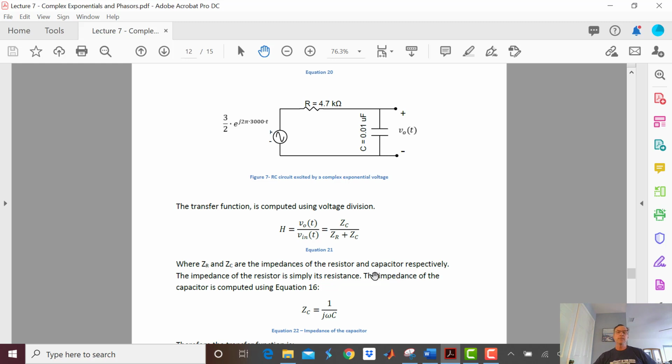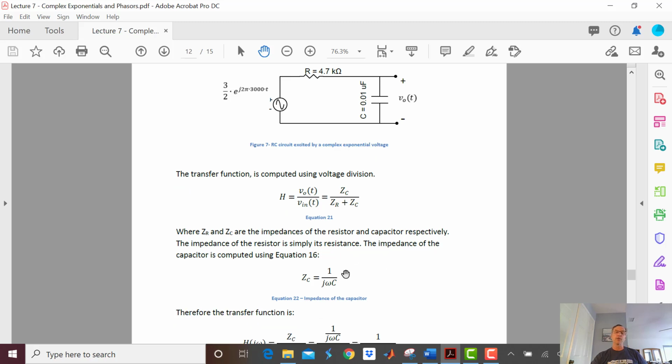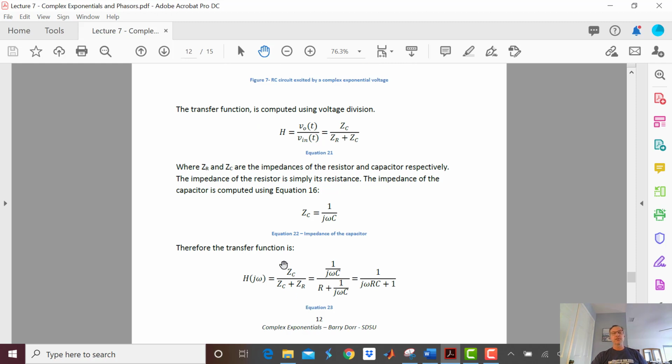And the impedance of the resistor, of course, is just its resistance. But the impedance of the capacitor is computed using equation 16. It's just 1 over j omega C. So our transfer function, ZC over ZC plus ZR, is going to be 1 over j omega C divided by R plus 1 over j omega C, and we multiply top and bottom by j omega C. We get 1 over j omega RC plus 1.